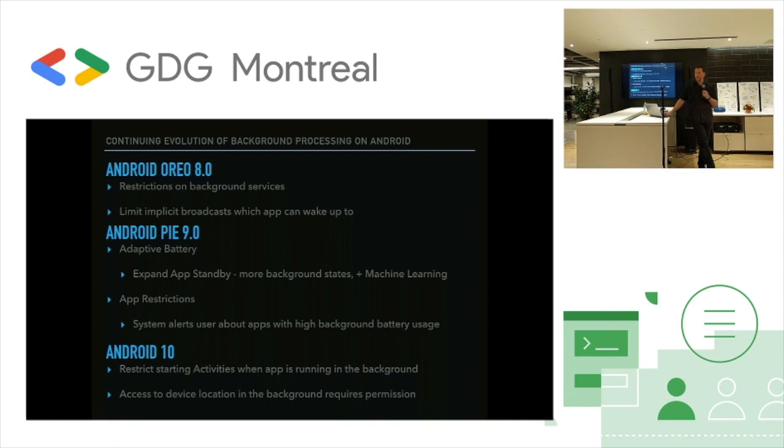And then in 9, we had a few more features that came out. There was Adaptive Battery, which is like an evolution of App Standby. The old App Standby was just two states: your app is either active or inactive. This one adds a few more states, and it's got a machine learning algorithm to decide when your app should be put into which of those states. It's a pretty complicated topic, and fortunately it hasn't hit us yet. And then the other thing that came out last year with Android 9 was the app restrictions.